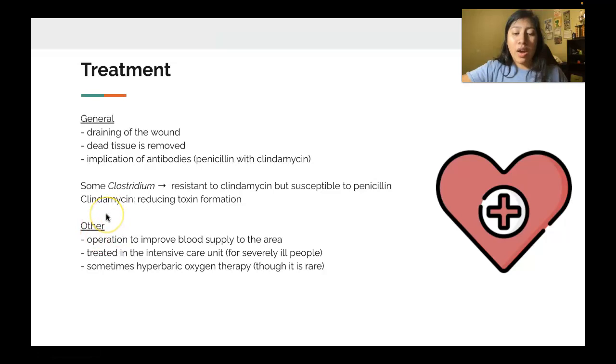Now, other forms of treatment vary from patient to patient. So operation to improve blood supply, only when the patients do need it. Treatment in intensive care units, typically it doesn't get that severe if it's treated more quickly, or the sooner it's treated. And hyperbaric oxygen therapy is also another form of treatment, though it is rare, and in some articles it is even controversial.